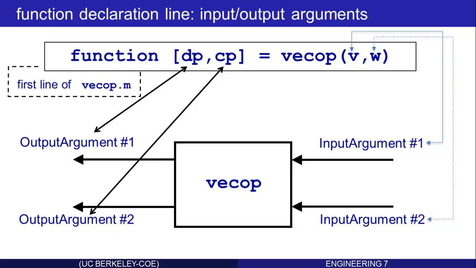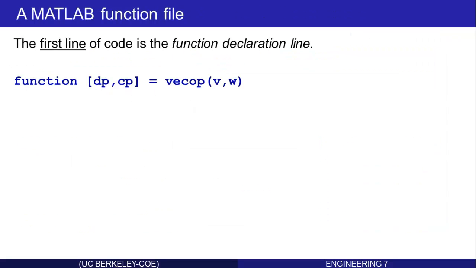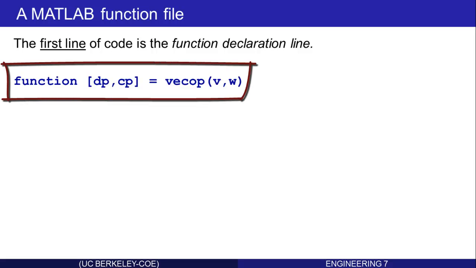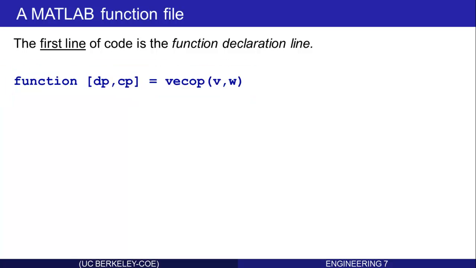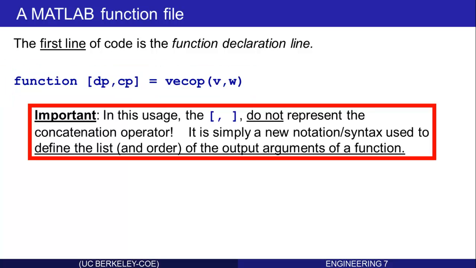There's one more thing to cover before we get into the details of vecop. Let's look again at this first line, the function declaration line, and remember that it has square brackets on the left-hand side which are used to define the output arguments. So I want to really emphasize that. In this usage, the square brackets do not represent the concatenation operator of stacking arrays. It's simply a new notation or new syntax used to define the list and the order of output arguments of a function. So don't get that confused.